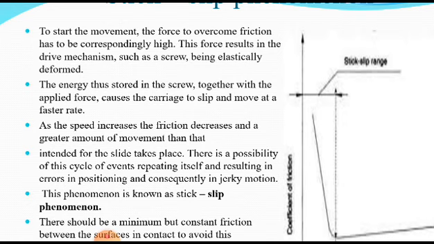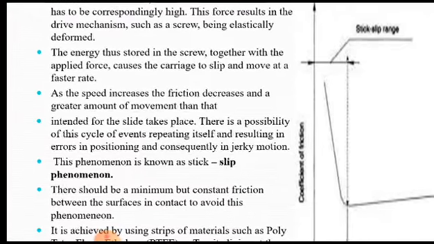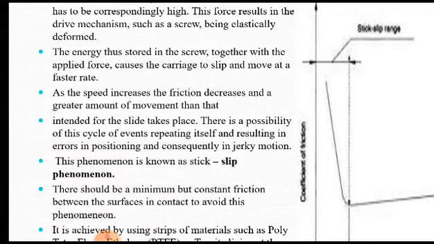As the speed increases, the friction decreases and a greater amount of movement than that intended for the slide takes place. There is a possibility of this cycle of events repeating itself and resulting in errors in position and consequently in jerky motion. As a practical example, we want to move the carriage with the help of a hand wheel. At the beginning, the friction is coming very high.